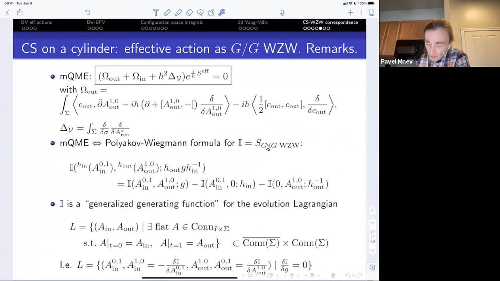So here one has the master equation, and for that it's very important that we didn't forget the ghost terms for some natural boundary differentials. And in fact, one can say that it's equivalent to the Polyakov-Wiegmann formula for the WZW action. So let me not comment on this. There is some kind of classical symplectic geometry interpretation of the answer, of the procedure of computing the BV integral here.